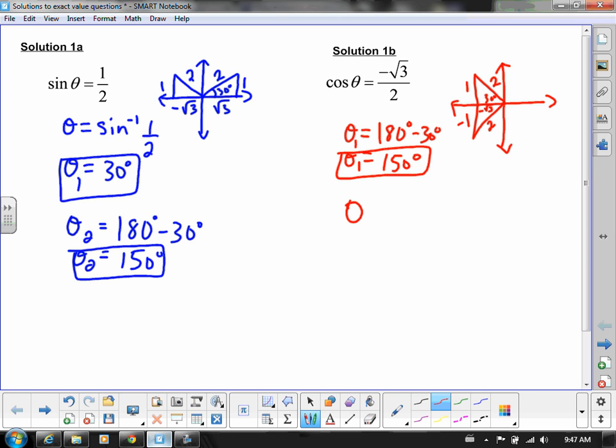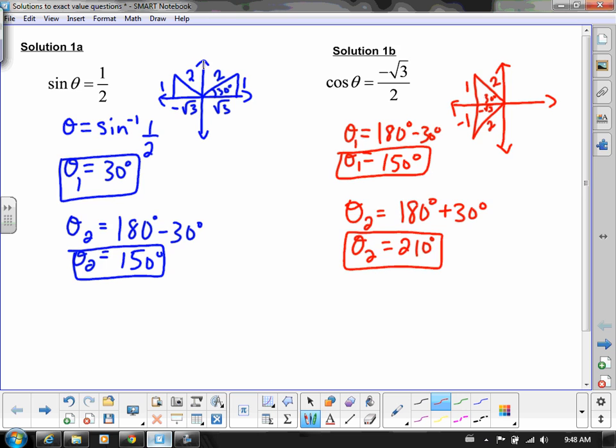And then the second value that we can end up with is, instead of subtracting that 30, we're going to add it. So the two values for this here are 150 and 210. You can always check this on your calculator. If you do the cosine of 150, it's going to give you negative 0.866 with lots more decimals afterwards, but this is the exact value.